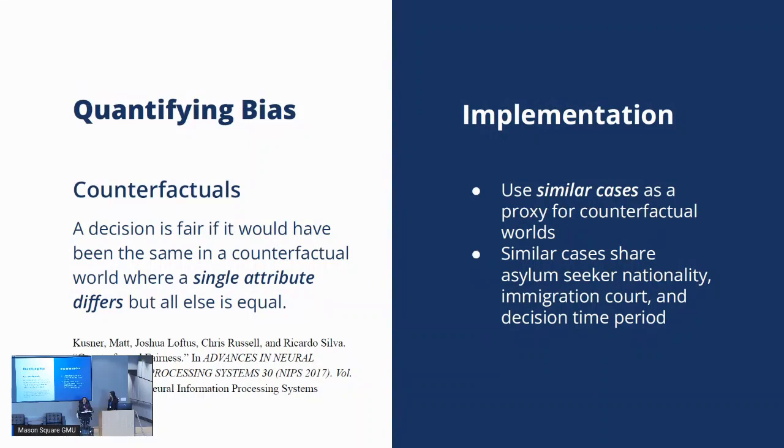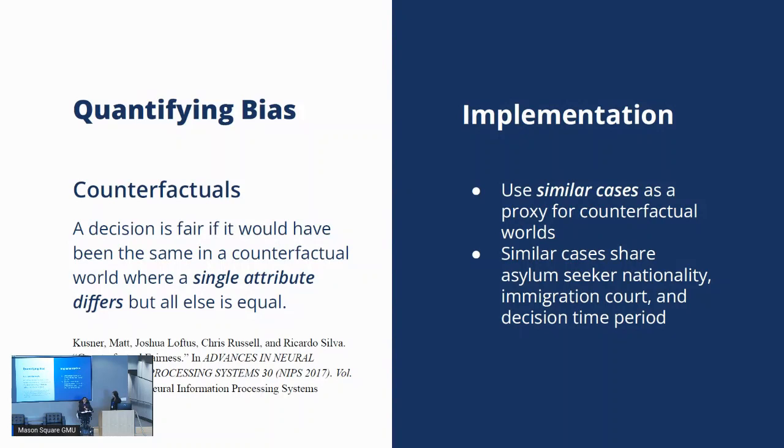Okay, so going back to our research question, how do we measure individual and systemic bias? The conceptual framework we use for this task is inspired by counterfactual fairness, which comes from the machine learning fairness literature. As posited by Kusner et al., counterfactual fairness claims that a decision is fair if it stays constant when one single thing differs in a counterfactual world.